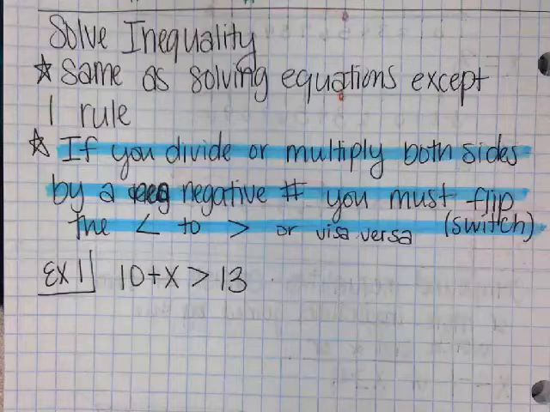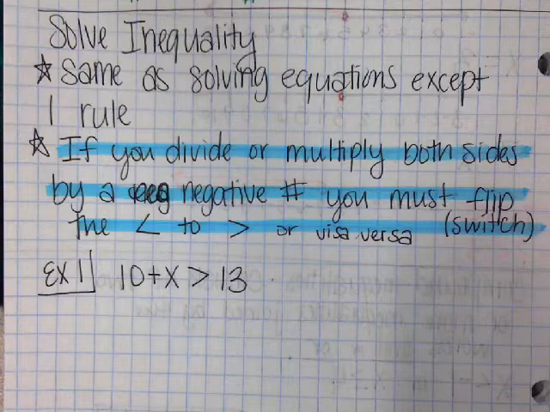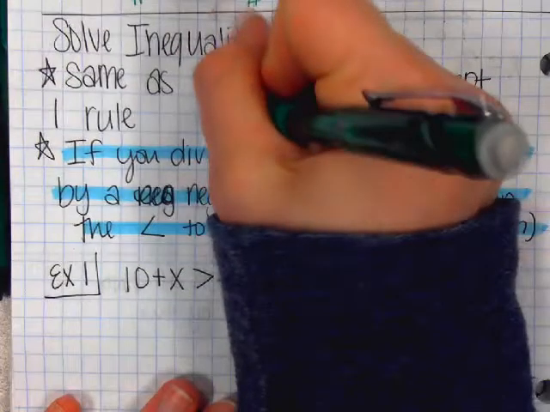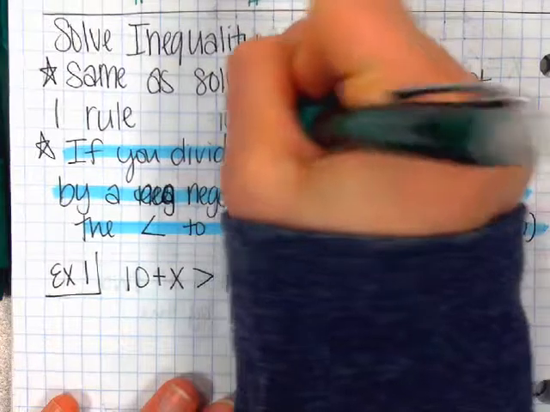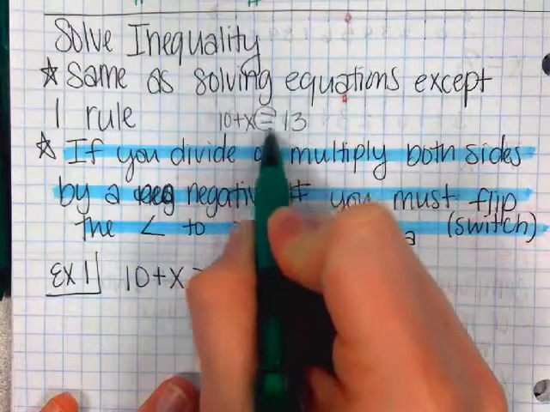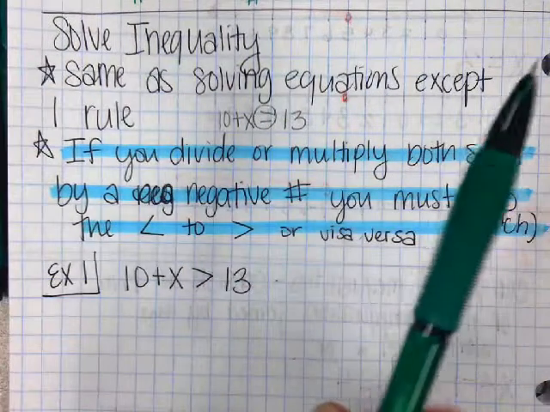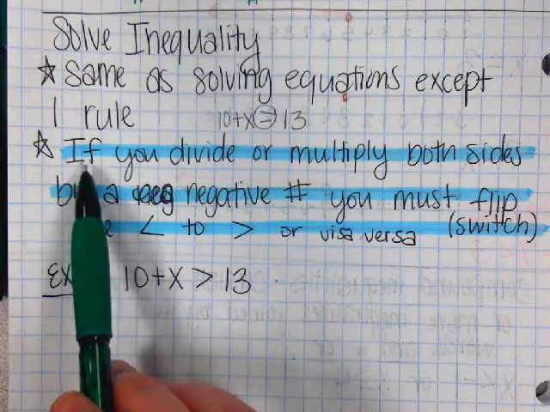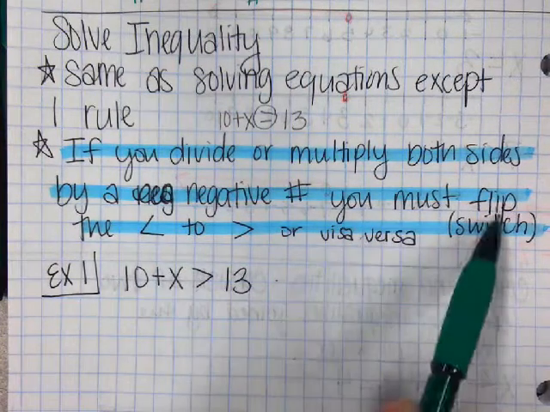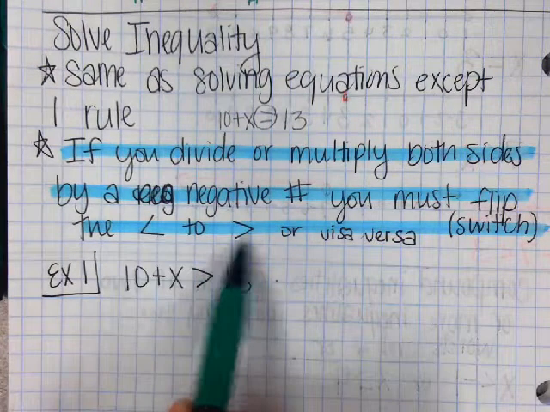So solving inequalities. Solving inequalities is the same as solving a regular equation, like if I had 10 plus x is equal to 13. It's the same thing. The only difference is this is changed into a greater than instead of an equal to, except for one rule. The one rule that makes it different is if you divide or multiply both sides by a negative number, you must flip or switch, however you want to say it, the less than to a greater than or vice versa.